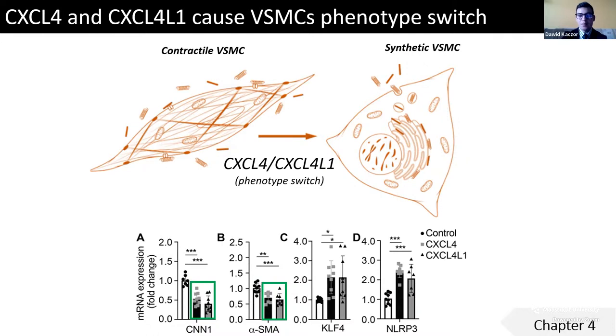On the other hand, mRNA levels of the transcription factors involved in phenotype change and inflammation, such as KLF4 and NLRP3, were significantly higher. Thus, we proved that both chemokines direct those cells towards synthetic phenotype, which is detrimental in atherosclerosis.